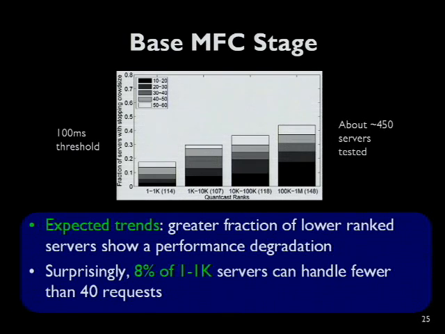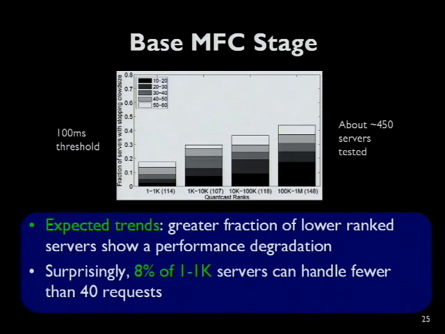So the x-axis here is the different rank ranges, servers in 1 to 1,000 range, and so on. And the y-axis here shows the fraction of servers that showed a degradation, 100 millisecond degradation in response time when, say, up to 20 requests were made, when up to 30 requests were made, and so on. And you see an expected trend. As you go to lesser and lesser popular servers, you start to see a larger fraction of servers showing a degradation in response time, which is what you would expect.